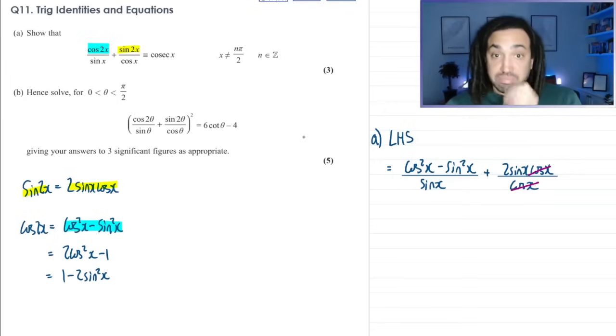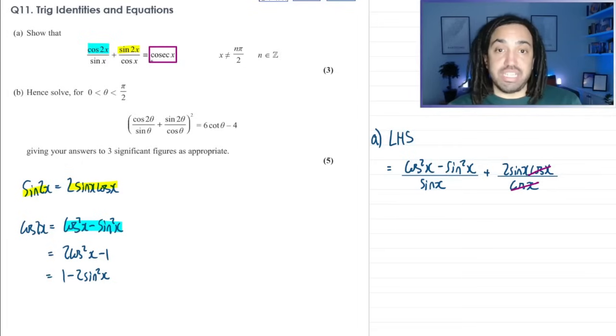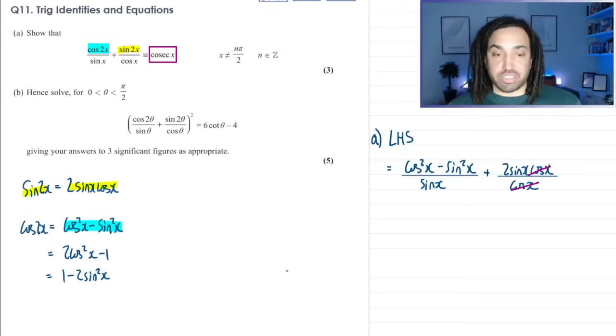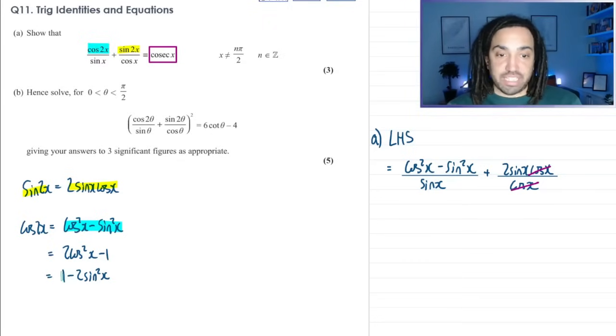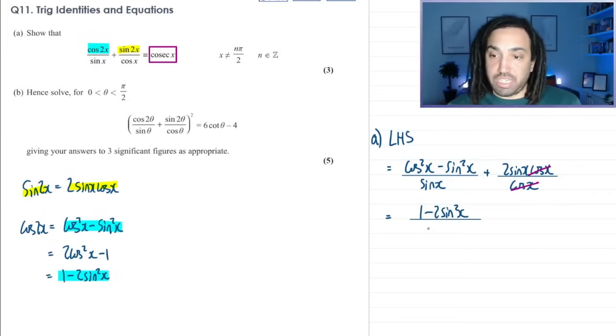Now, cosec is the reciprocal of sine, so ideally I want to get rid of all the coses and just be left with sines. So in hindsight, I think I should have picked this one for cos 2x because that one has sines. So let's rewrite the top now as 1 minus 2 sine squared x all over sine x. And then we've got this plus 2 sine x there as well.